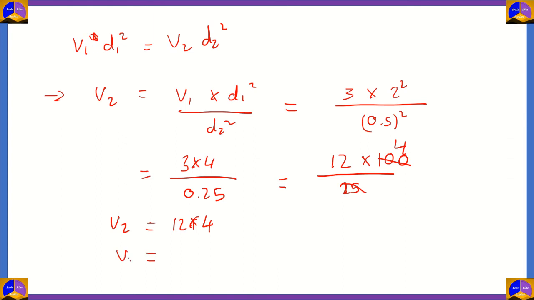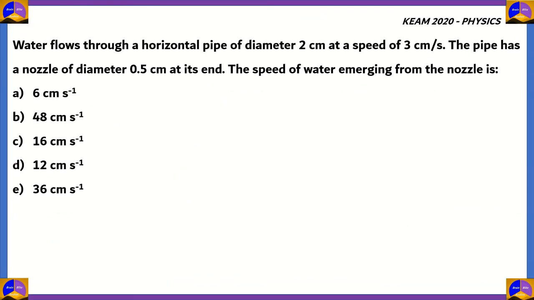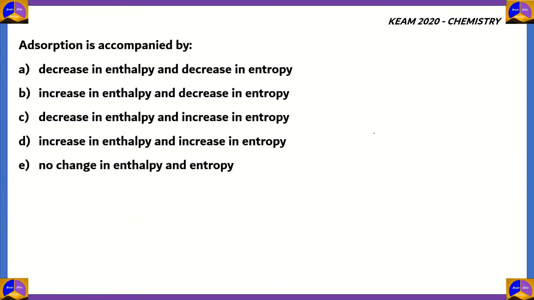Therefore, V2 is equal to 48 centimeters per second. So the correct answer for V2 is 48 centimeters per second. And among the following options, it's clear that option B is the correct answer for this question. So we are using Bernoulli's theorem and the equation of continuity for mechanical properties of fluids. And from there, let's move on to some questions of chemistry.